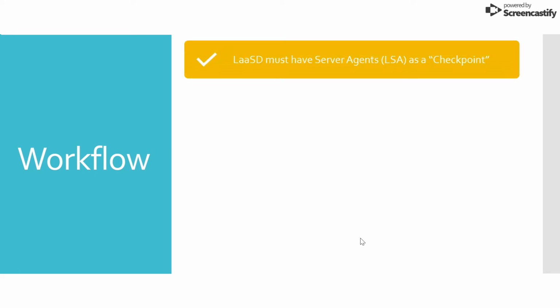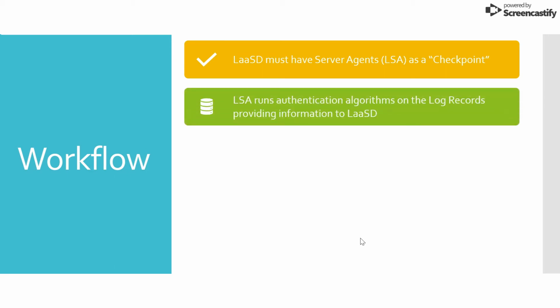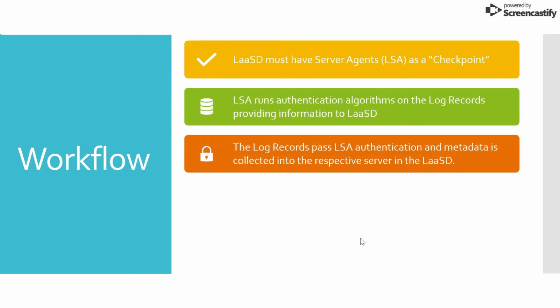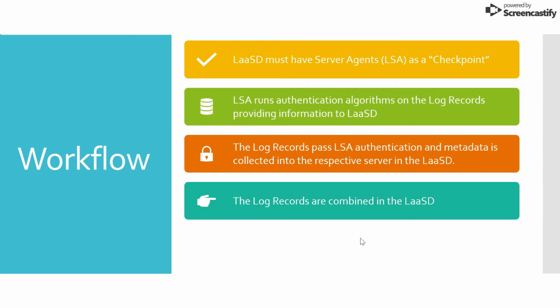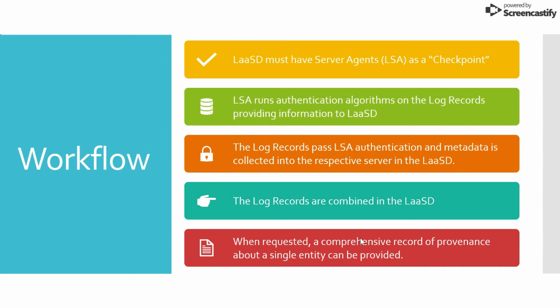Since multiple logs are created for each working layer of the cloud, Logging as a Service chooses to implement a checkpoint. At this checkpoint, the Logging as a Service domain uses server agents, checking each log as it comes in and plugging it into authentication algorithms. If the log passes its authentication algorithm, meaning the log has not been tampered with, it joins all the other logs that belong to a specific object. These logs are kept in a secure server. When cyber forensic specialists need the provenance of an object, they can request a comprehensive record of this object's provenance.